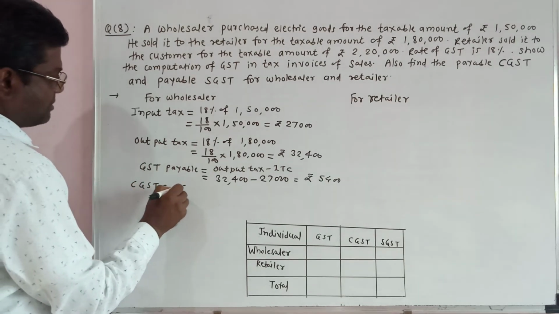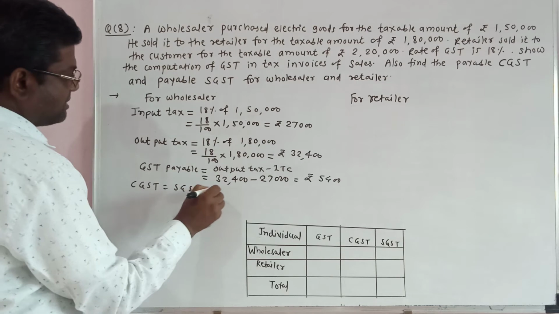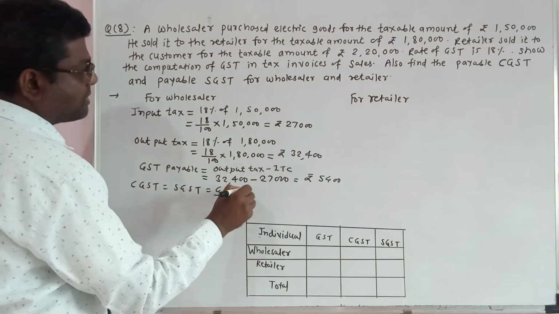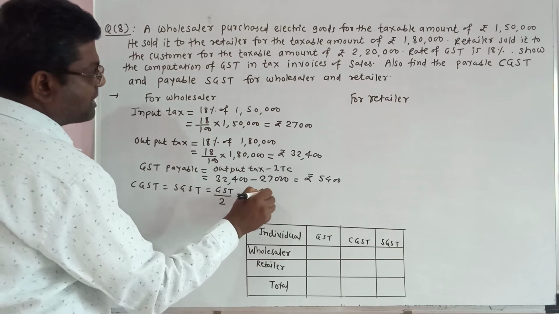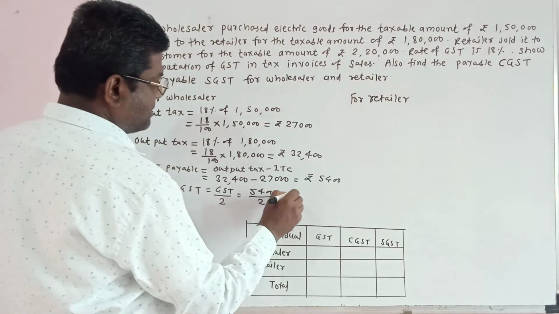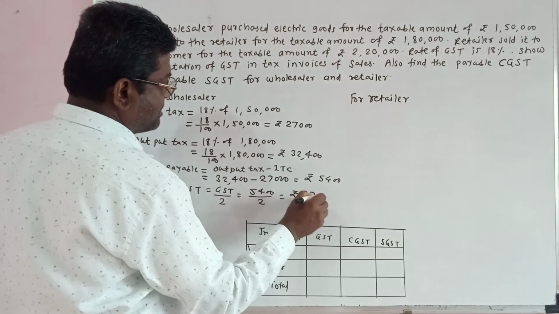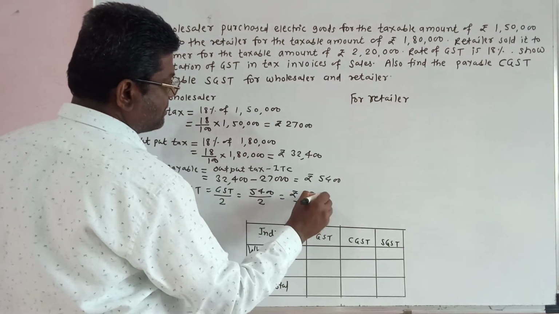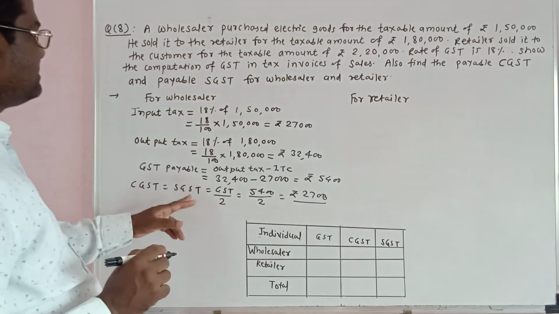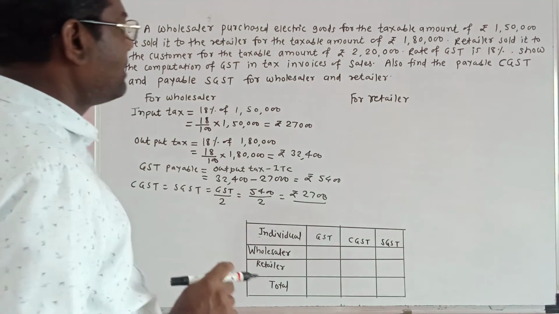CGST is equal to SGST is equal to GST upon 2, which is 5,400 upon 2, which is rupees 2,700. 2,700 is CGST and SGST for the wholesaler.